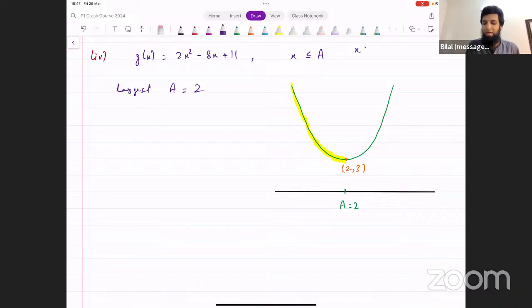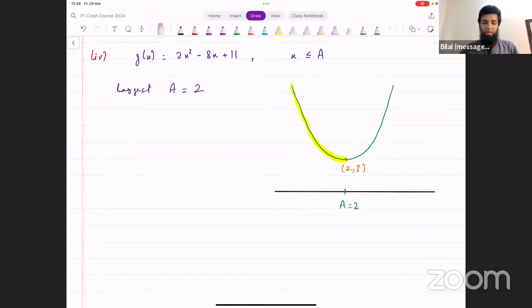For example, you could have x less than or equal to 1 here. It would still be one-to-one. You could have x less than or equal to -2, still one-to-one. x less than or equal to -5, still one-to-one. x less than or equal to 2, that would still be one-to-one. But if it was less than or equal to 2.5, for instance, then it would not be one-to-one. So what's the largest possible value that we can have here in place of a? The largest possible value is 2. That's what we write here. We say the largest possible a is 2.